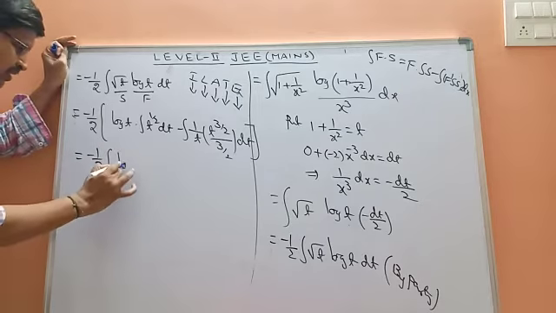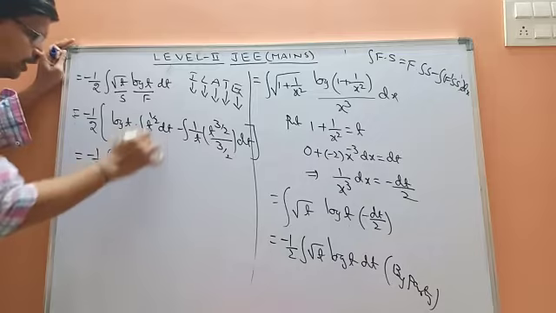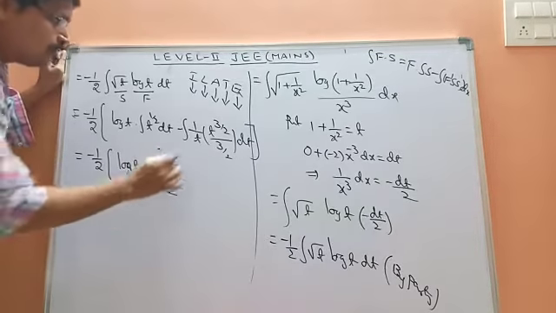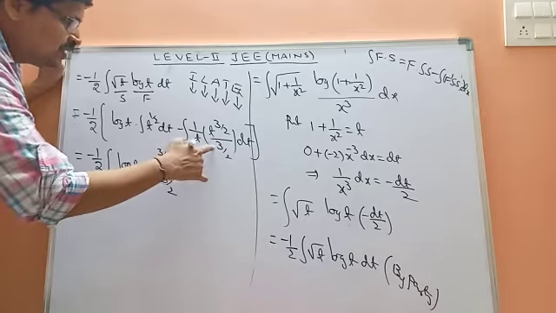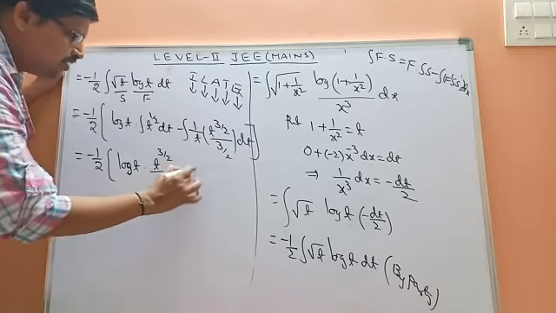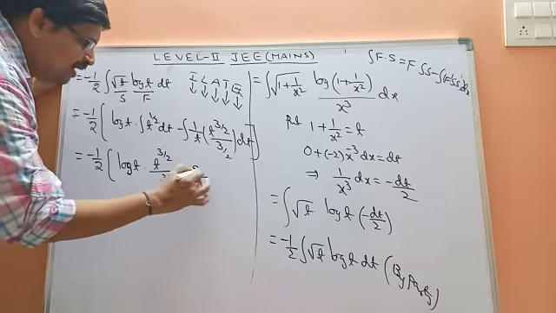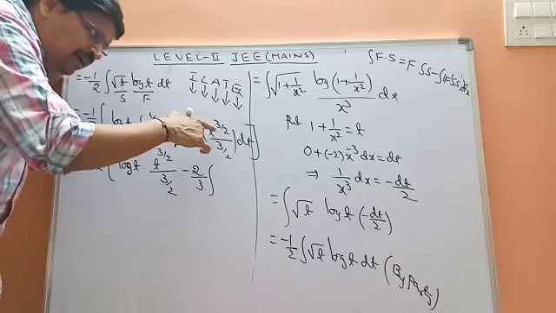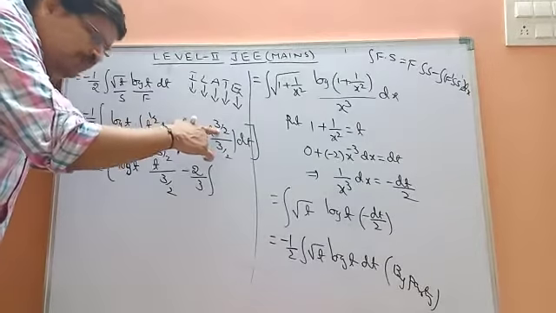Okay. So this is log t into, here also t power half means t power 3 by 2 by 3 by 2. So here minus 3 by 2. 3 by 2 means this is 2 by 3. That value is 3 by 2 into, here t is there, t power half, 1 by 1 and half. This is 1 and half. 3 by 2 means 1 and half.